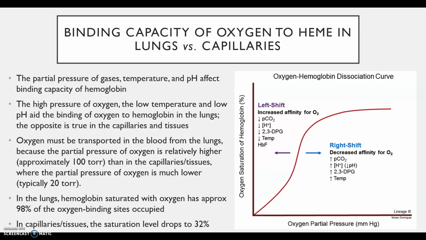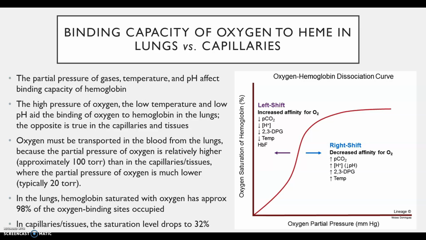So what does the binding capacity of oxygen to the heme look like in the lungs versus the capillaries? There are a few factors that impact the binding capacity of hemoglobin. A few of those are the partial pressure of gases, temperature, and pH. I like this graph shown to the right. I think it does a good job of showing the different factors and what that shift looks like on the oxygen hemoglobin dissociation curve.